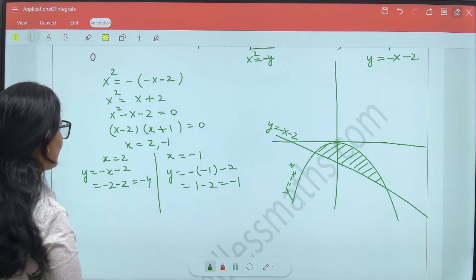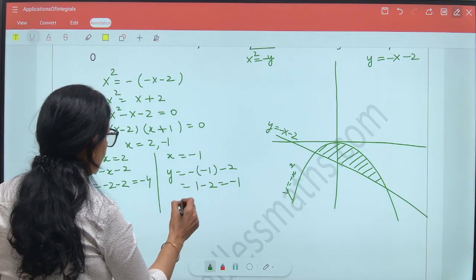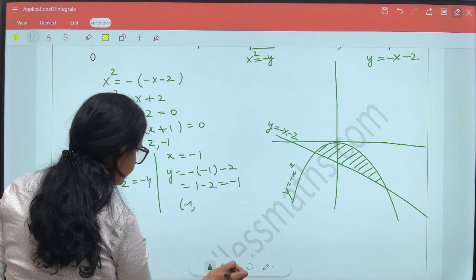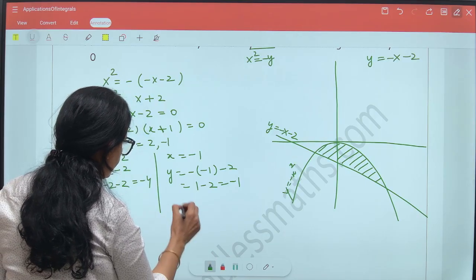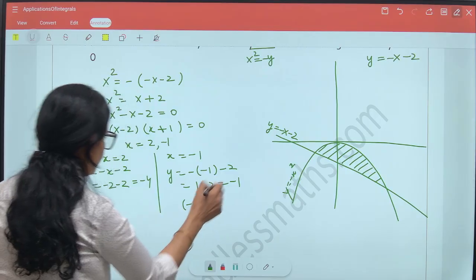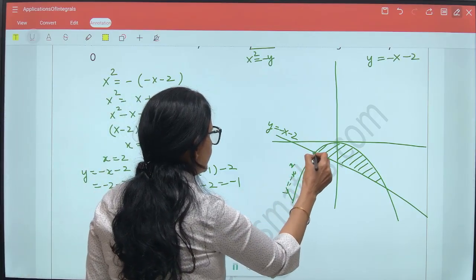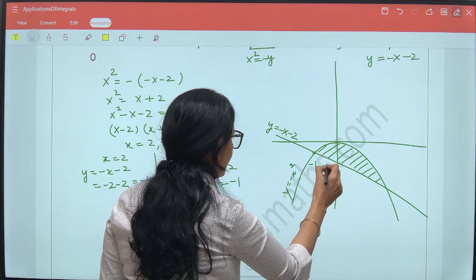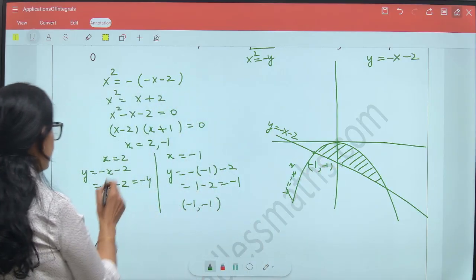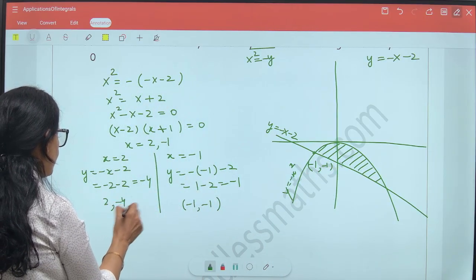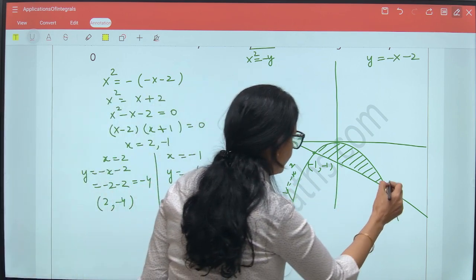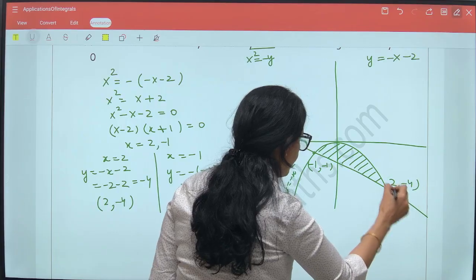So the 2 points of intersection are minus 1 and minus 1, the first point in this quadrant. So it is minus 1 and minus 1, and the other point of intersection is 2 comma minus 4, which is in the fourth quadrant. So it is 2 comma minus 4.